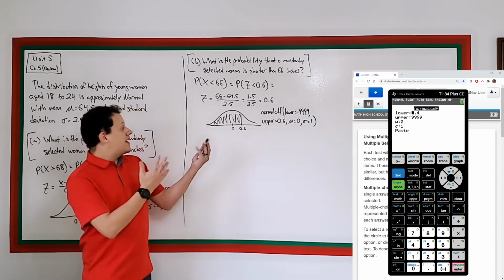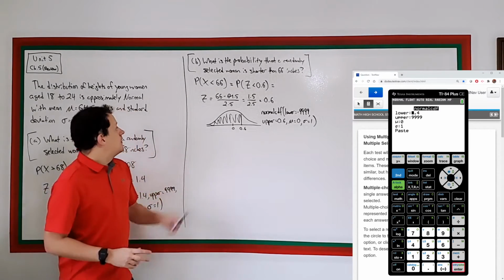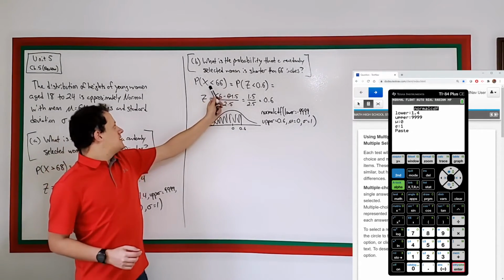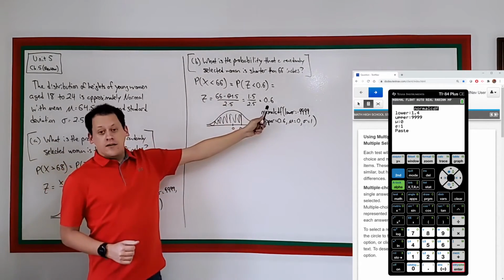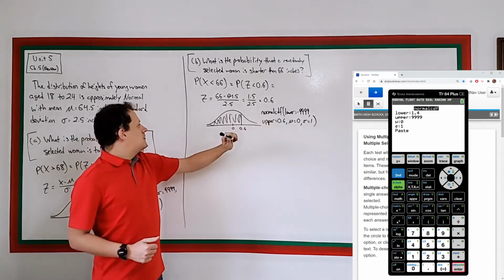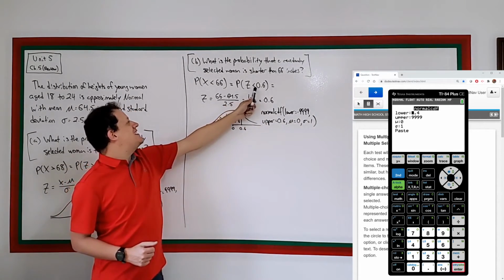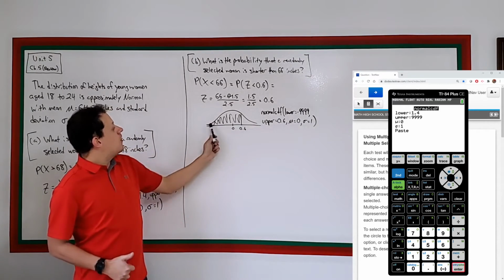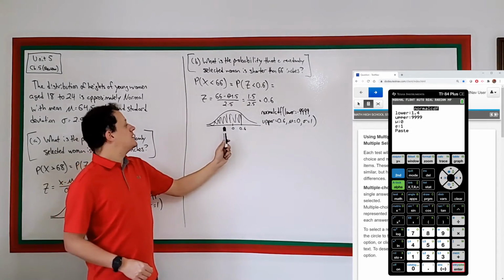Okay, I'm most of the way to the answer for part B. We want the probability that x is less than 66 now. Shorter than is less than. Calculate the z-score, you get 0.6. So we want the probability that z is less than 0.6. I've drawn that here. We're looking for all the area to the left of 0.6.